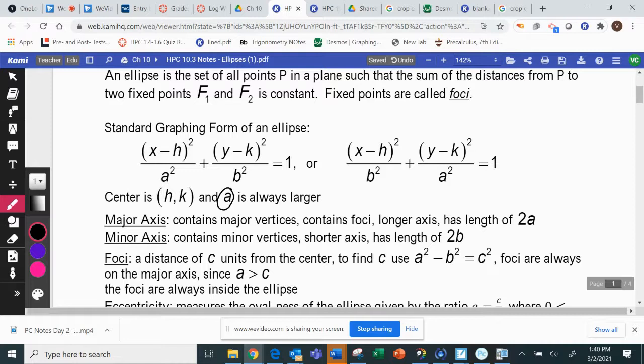What if they're the same? If A equals B, then it's a circle. So they have to be different or it's not an ellipse. If they have the same amount, then it's a circle. The center is at (h, k) just like it was for the circle. What's different about this equation is it equals 1, where the circle equaled the radius squared. But we don't have a fixed radius for an ellipse, so we just have it equal 1.